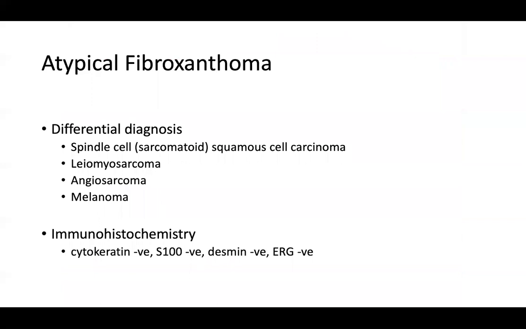Your differential diagnosis includes spindle cell or sarcomatoid squamous cell carcinoma. As I mentioned, those are typically going to be positive for keratin, but sometimes they're so poorly differentiated they don't make keratins. I would do a low molecular weight and a high molecular weight keratin because some of the poorly differentiated sarcomatoid squamous cell carcinomas do not express every type of keratin, and some actually don't express keratins at all.